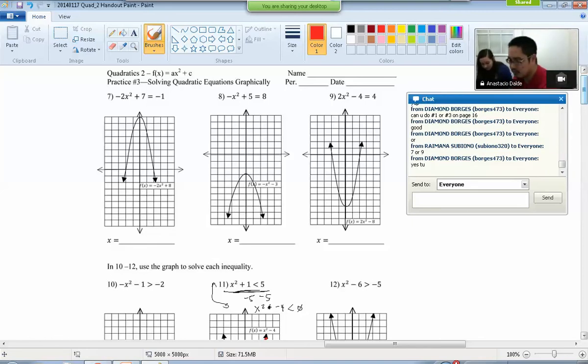The difference is one is opening down and one is opening up. Alright, let's do 7. Fine, 7. That one does look harder, I agree. Where does this thing cross the x-axis? Good, that's the answer. It crosses at minus 2.